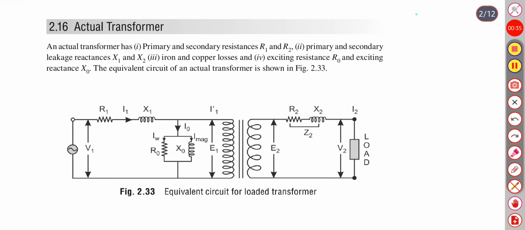Here in this figure, as shown, R1 is the resistance of primary winding, R2 is the resistance of secondary winding, X1 is the reactance of primary winding, X2 is the reactance of secondary winding, R0 is the exciting resistance and X0 is the exciting reactance.